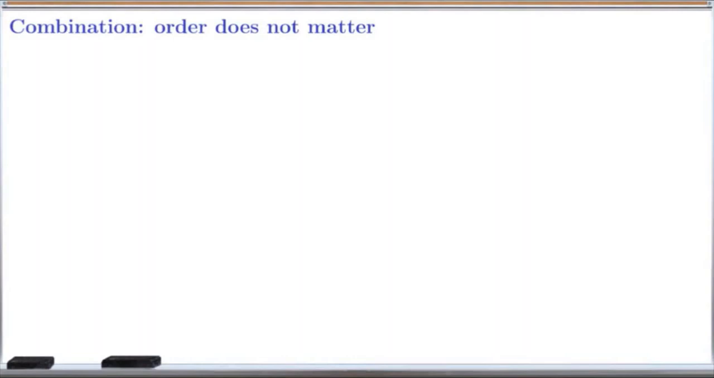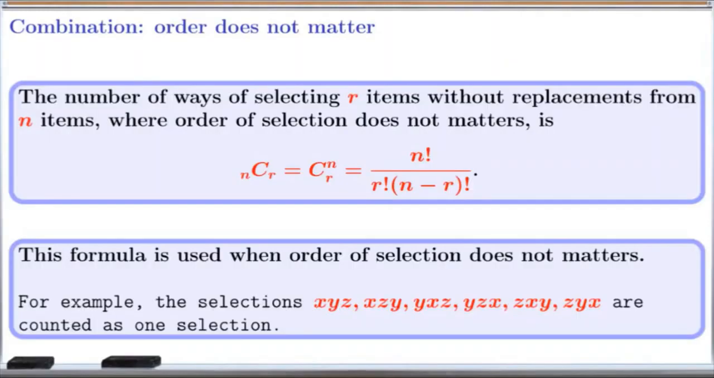In this video, I am going to talk about combination. The number of ways of selecting R items without replacements from N items where order of selection does not matter is combination. So this is the formula for a combination. This formula is used when order of selection does not matter. For example, the selections XYZ, XZY, YXZ, YZX, ZXY, ZYX are counted as one selection.